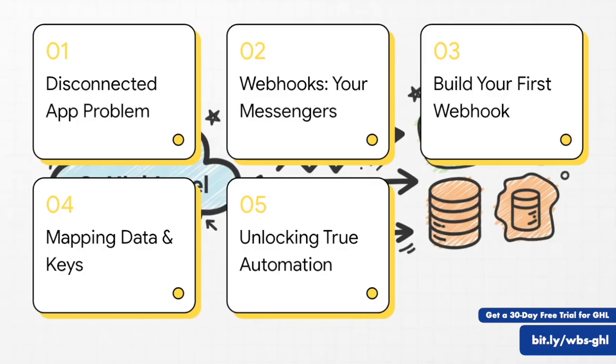So, here's our game plan for this explainer. First, we'll quickly touch on why having disconnected apps is such a headache. Then, we'll introduce the hero of our story, webhooks. After that, we're getting hands-on and actually building one. We'll cover the really important part, mapping your data, and then we'll wrap up by looking at all the incredible new automations this unlocks for you.